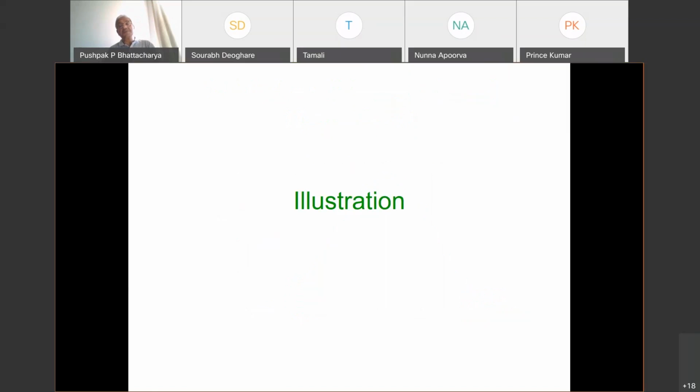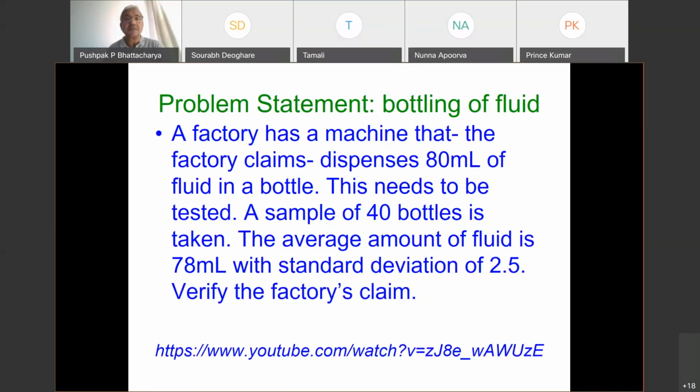Now we illustrate these concepts with two examples. I believe one of them you have seen before, but we will go back to this. But all in the backdrop of standard normal curve. Now a concrete situation: a factory has a machine that the factory claims dispenses 80 milliliter of fluid in a bottle. This needs to be verified. A sample of 40 bottles is taken. The average amount of the fluid is 78 milliliter with standard deviation of 2.5. Verify the factory's claim.